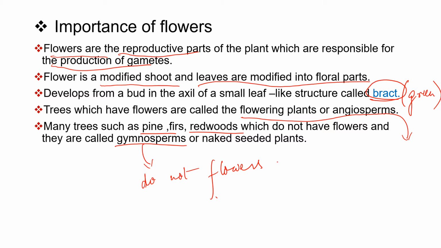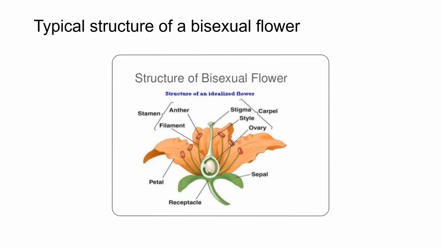Now we will move on to see the structure of a typical bisexual flower. So what does this bisexual flower mean? Now this bisexual flower actually means a flower which is having both male and female parts. Now let us see what is there in the next slide. Now this is a typical structure of a bisexual flower.